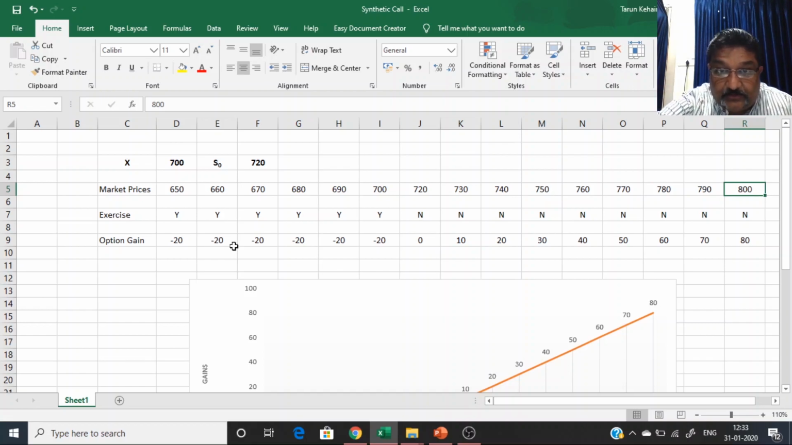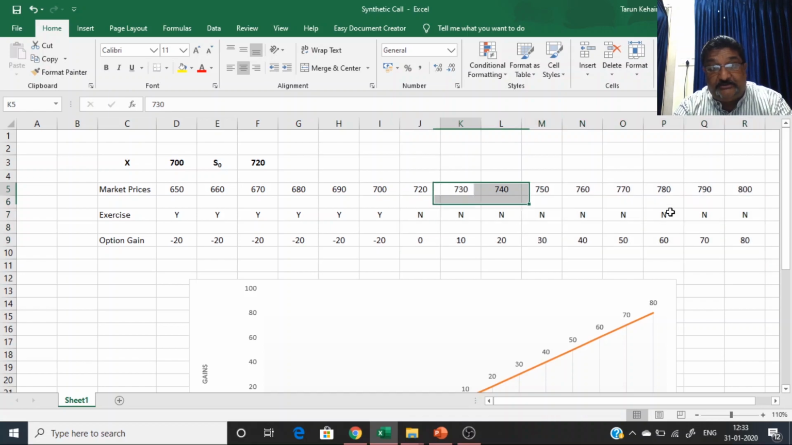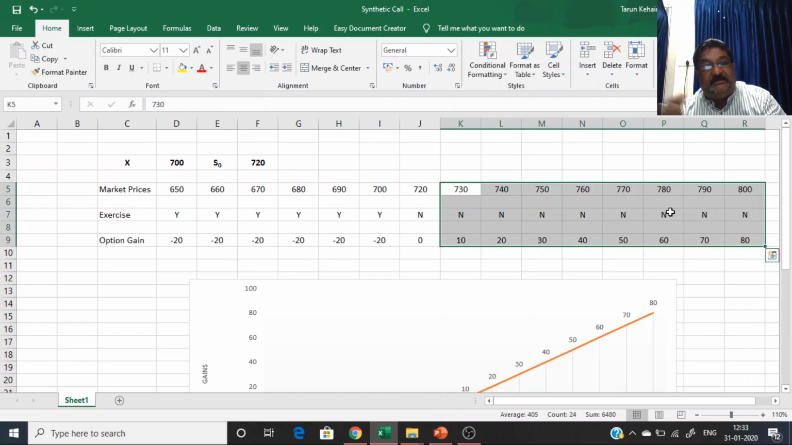What does this scenario tell you? If you look at this scenario carefully, 720 is obviously his break-even price because that's the price at which he has bought the stock. Rather, I would say 730 is the break-even price because at 730 he makes a profit of 10, but 10 is the option price. So net he doesn't make any profit. But beyond 730, if you see, he is making unlimited profits. So that means if the market prices are above the exercise price, the probability of him getting a gain is unlimited. There is no cap there. Sky is the limit for such kind of a price rise.